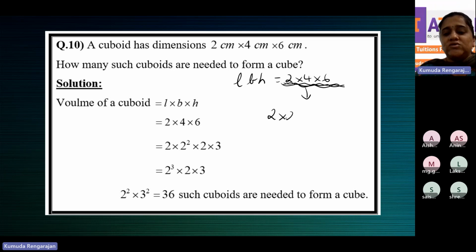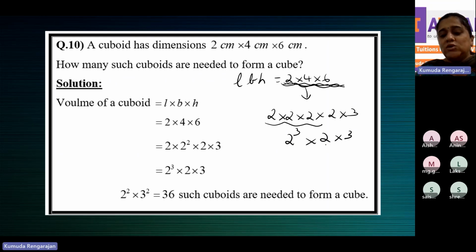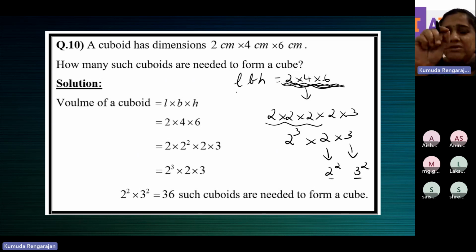So 2 into 4 is 2 into 2 and 6 is 2 into 3. So we already got this one in triples. But here we have 2 and 3. Then how will this 2 become 2 cubed? 2 squared. This one 3 squared. So that means you need 3 squared, 9 into 4. If you have 36 such cuboids, every number there can be written with the power 3.